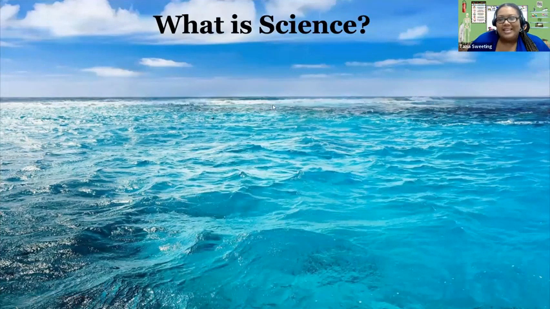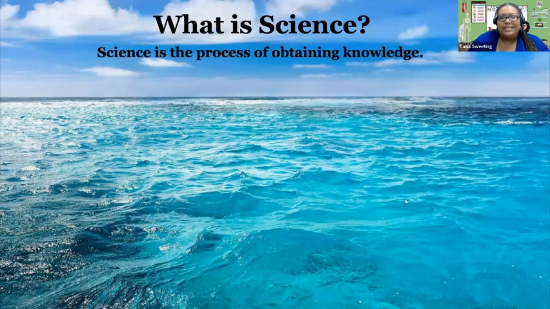So, what is science? Of course, when we enter into junior high school, one of the first things that your science teacher should have asked you was, what is science? And scientifically speaking, we can define science as the process of obtaining knowledge. Simply put, one simple sentence, science is the process of obtaining knowledge. And there are various ways in which we can obtain this knowledge in science.